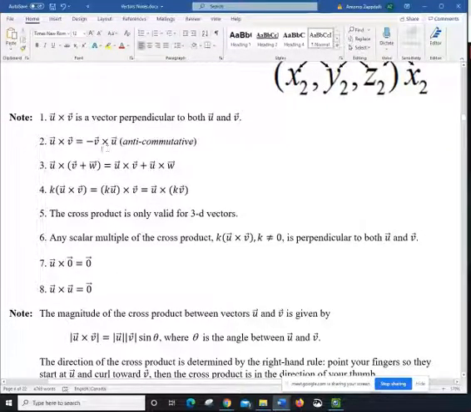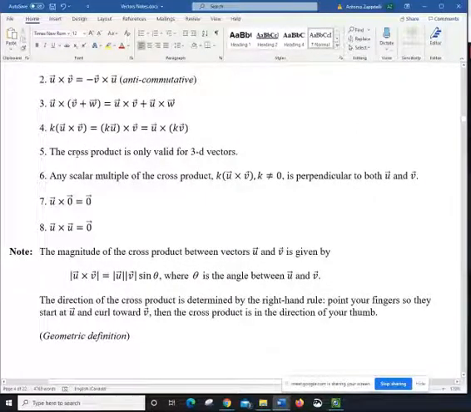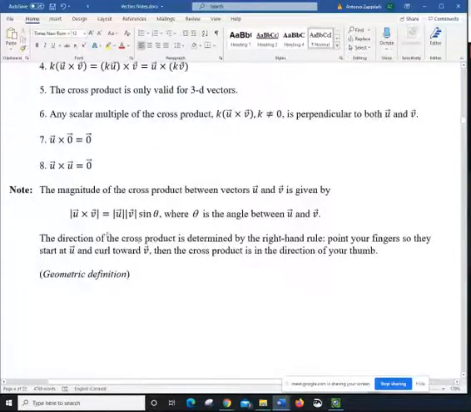Okay, and this is very important. The cross product is a purely 3D operation. Okay, it's a purely 3D operation. There's no cross product in 2D. All right. And lastly, if you find the cross product, any scalar multiple of that vector will also be perpendicular to u and v. Obviously not if k is 0. Okay. And then here you've got your geometric definition.